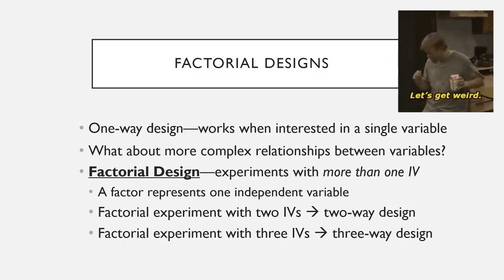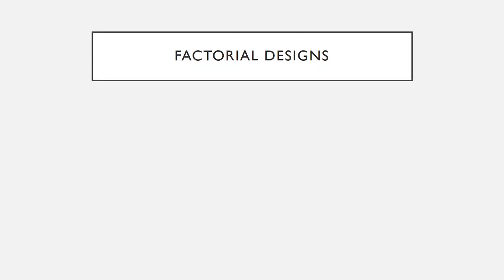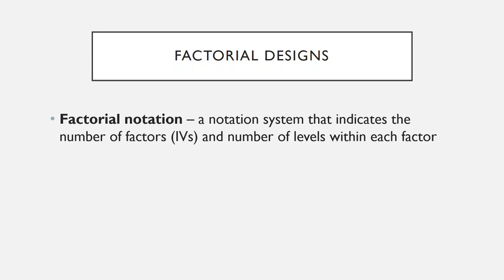So we'll think through what two-way designs look like and what three-way designs look like, and you're really just going to want to understand how these factorial designs are structured and how they work. So in order to have a shorthand to describe your various factorial designs, there is a notation system that we use that gives us the information about the number of factors in our design, so how many IVs we have, and the number of levels within each factor.